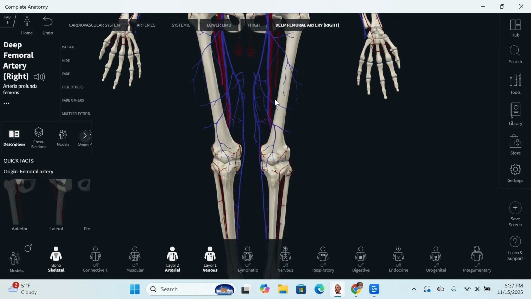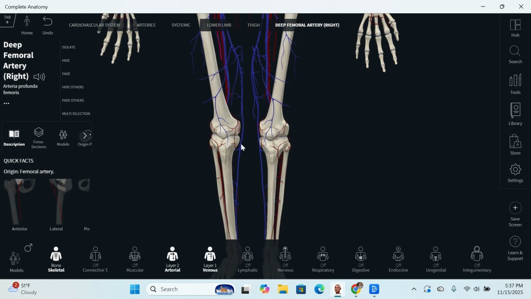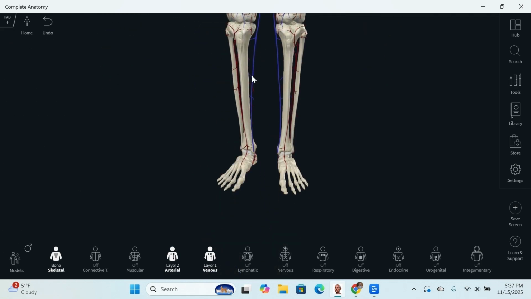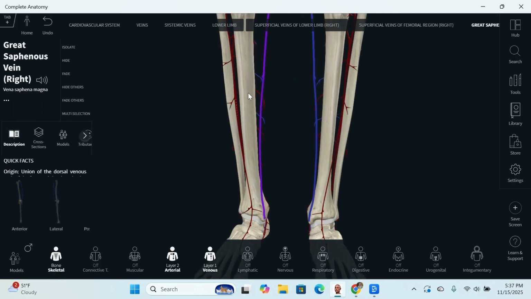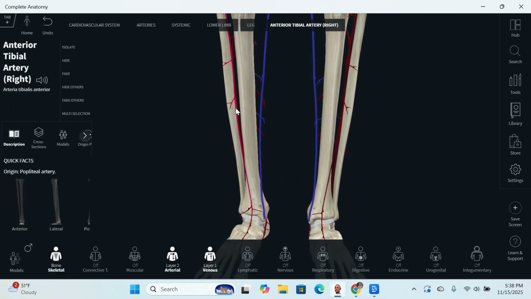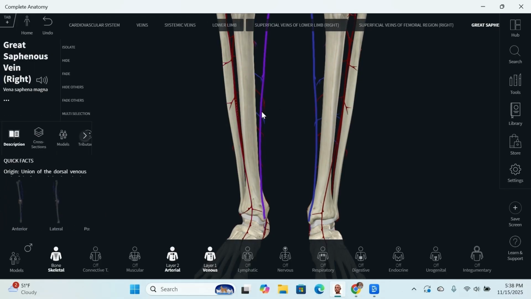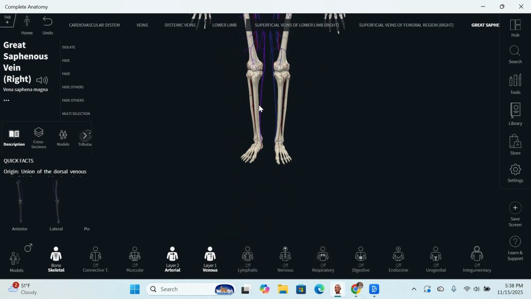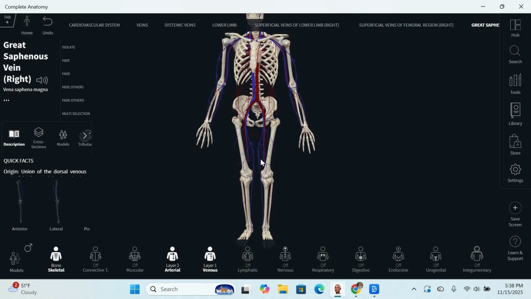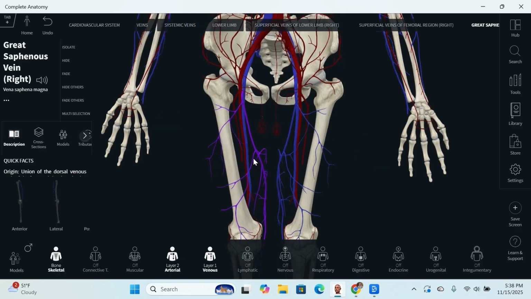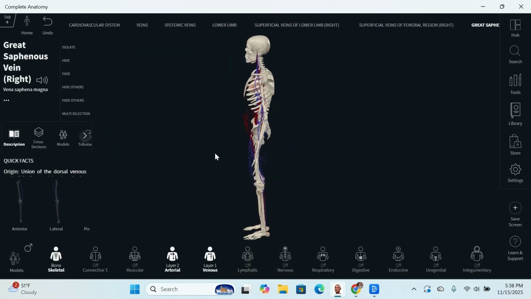So we have the femoral vein and artery, and we have the tibial. Oh, saphenous vein. Okay, here's the difference. Tibial artery for the arteries, saphenous vein for the veins. Okay, and that's in the lower leg. Saphenous vein and tibial artery. So now you know the difference.